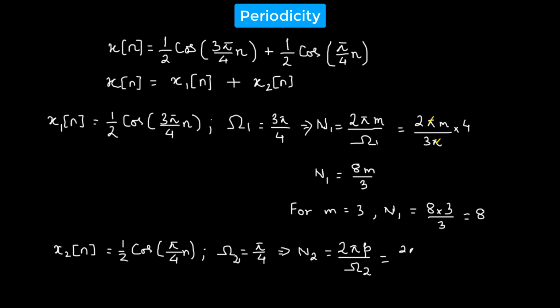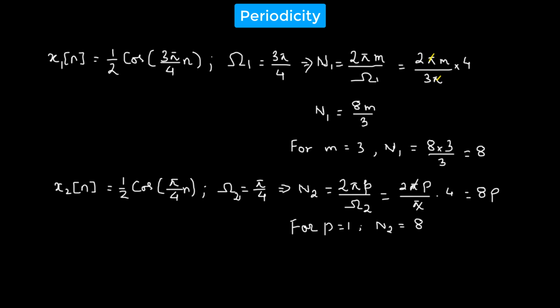So we have 2 pi p divided by omega 2, which is pi over 4. So we multiply by 4, the pi and pi get cancelled out, and this gives us 8p. Now we consider the smallest integer value for p, which is 1, such that our fundamental period n2 becomes equal to 8.